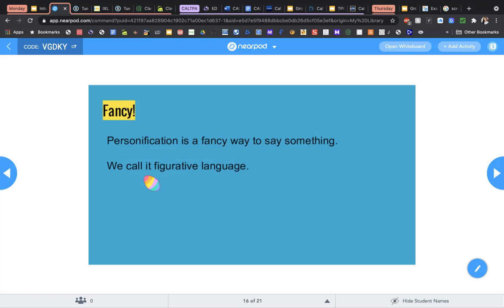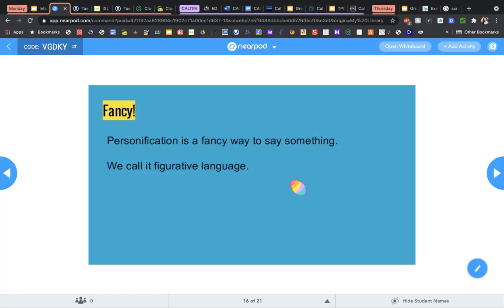So personification is a fancy way to say something. We call it figurative language. So remember that figurative language is language that is not meant to be taken literally. It is more fancy and colorful, and it gives more imagination to our readers. So again, similes, metaphors, hyperboles, alliteration, and personification are all examples of figurative language.